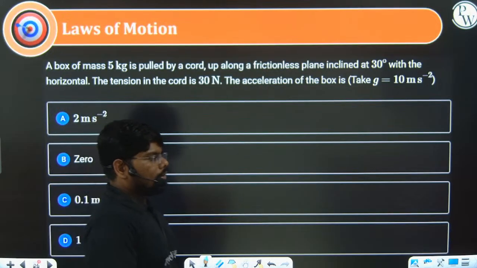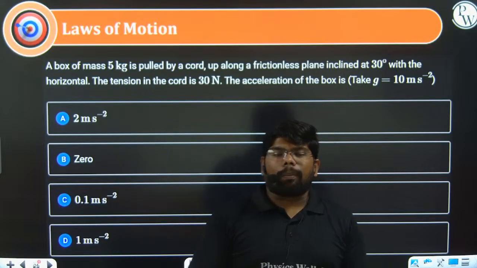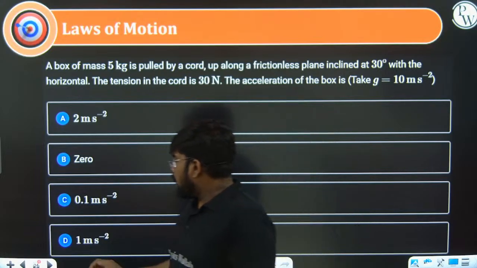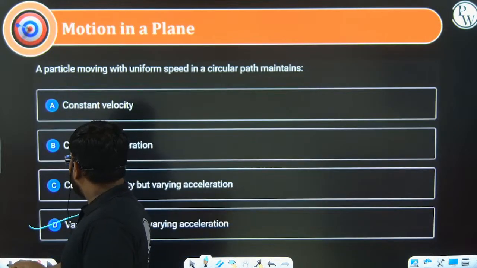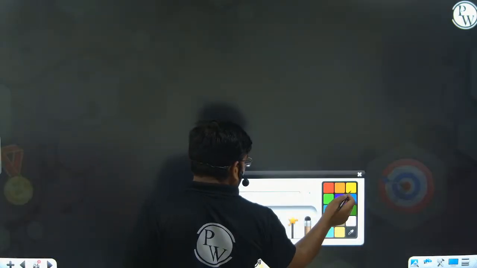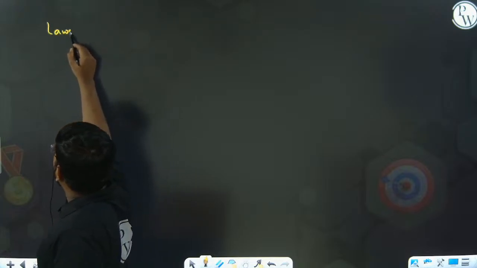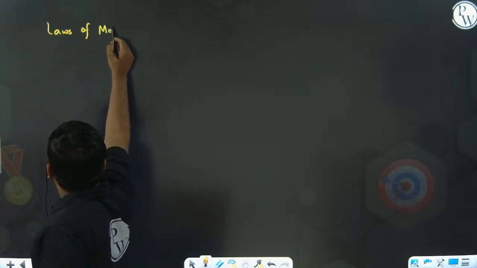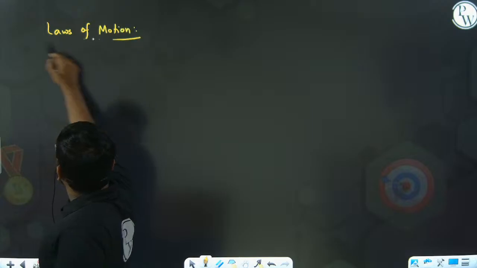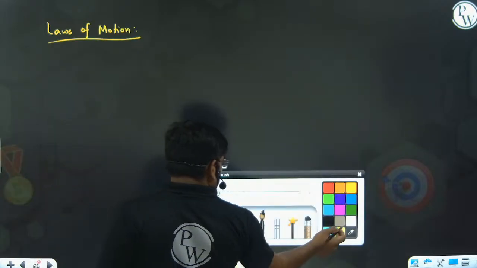Now let us get back to the topic of laws of motion. These topics, kinematics and laws of motion, we picked together because they do not have a lot of concept. Applications, yes, but concept not much. Laws of motion, first, what does it deal with?